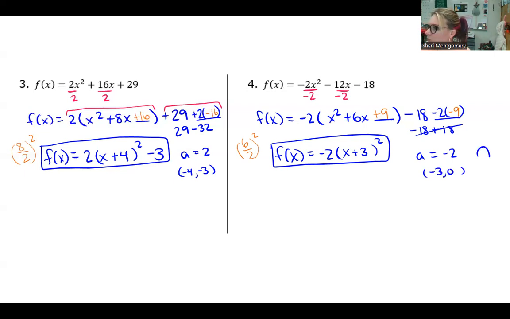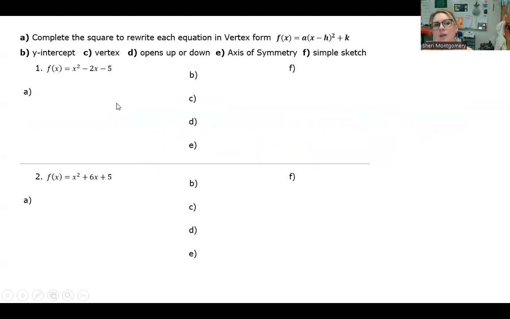Are we okay so far? So this is why we had to learn how to complete the square so that we can do things in vertex form. Let's keep moving. The next two are the same. All I'm doing is asking you to find things. Well, we've already been finding things.